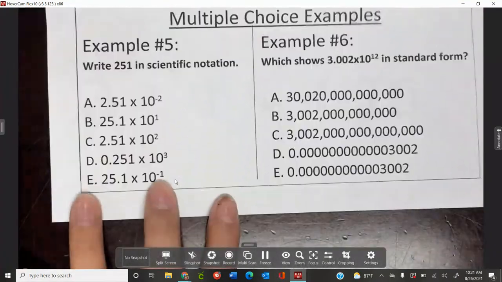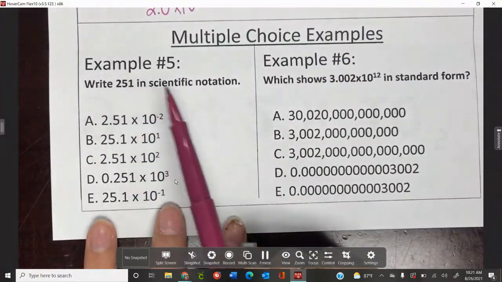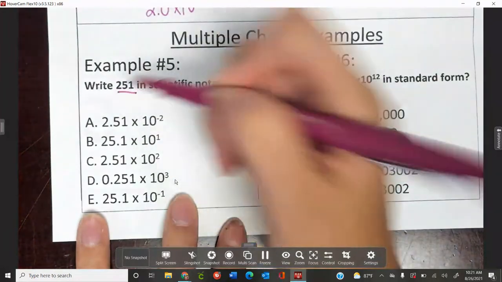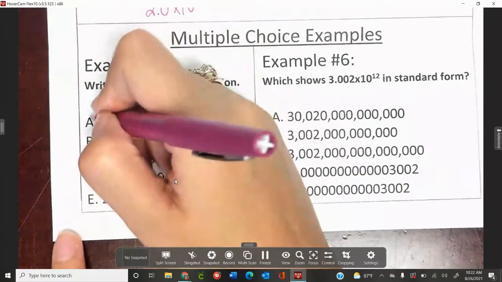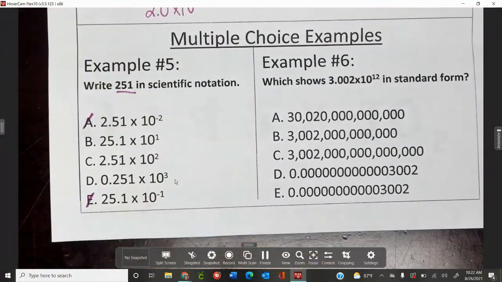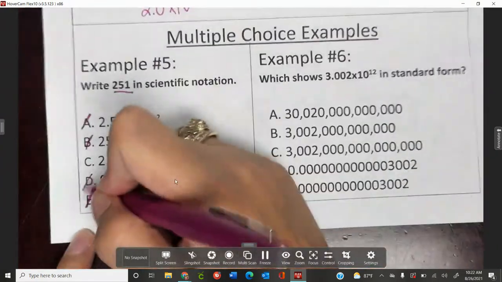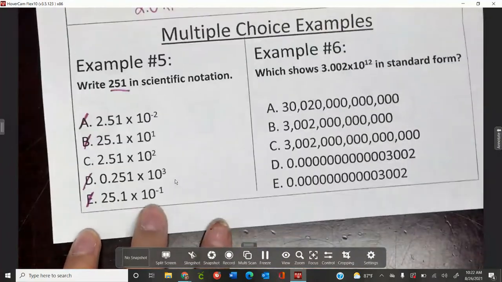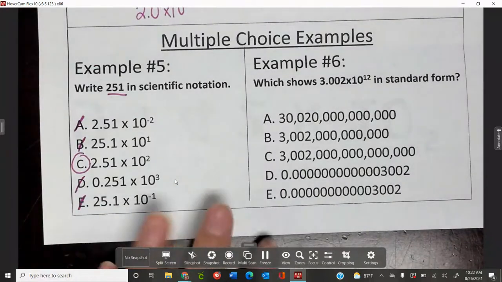So now let's move on to some multiple choice examples. So here it says write 251 in scientific notation. So here I have a big number. That tells you should have a positive exponent. So you can go ahead and eliminate A and E. Now remember, the number in front of your decimal can only be a number 1 through 9. It can't be a 0, and it can't have double digits. So I can eliminate B because it has double digits, and I can eliminate D because it has a 0 in front of the decimal. So based off of process of elimination, you have solved example 5.